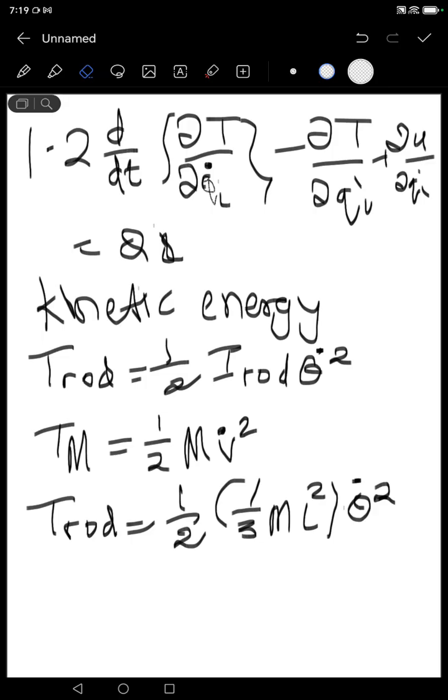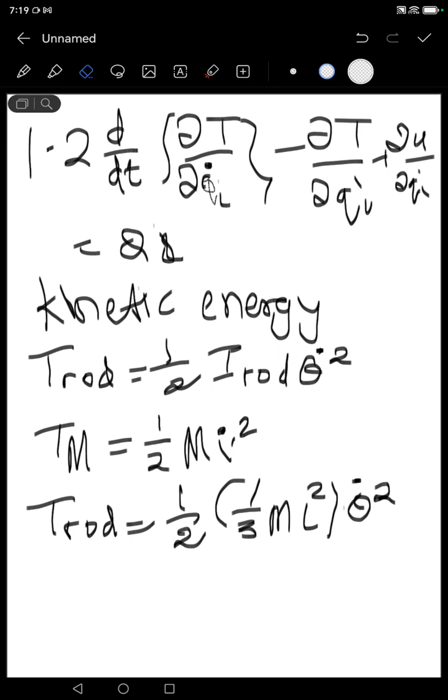So our kinetic energy of the rod is 1/2 multiplied by 1/3 ml squared theta dot square for the rod, and then for the mass it's half mv squared. So we're gonna look for the V squared.